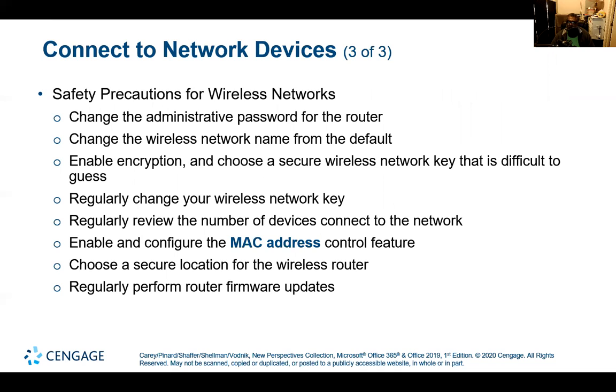Safety precautions for wireless networks. Change the administrative password for your router. All right. Change the wireless network name from the default. These are all good things. Enable encryption and choose a secure wireless network key that is difficult to guess. Regularly change your wireless network key. Regularly review the number of devices connected to your network. Enable and configure the MAC address control feature, and choose a secure location for your wireless router. Regularly perform router firmware updates.